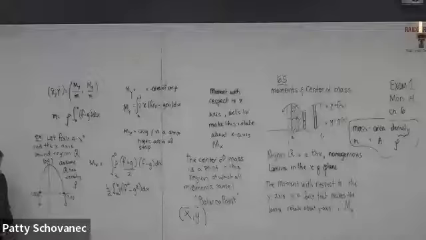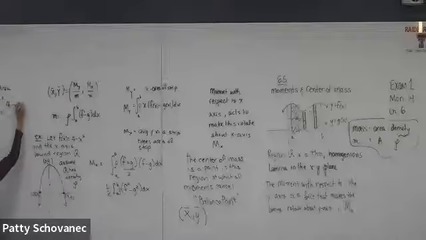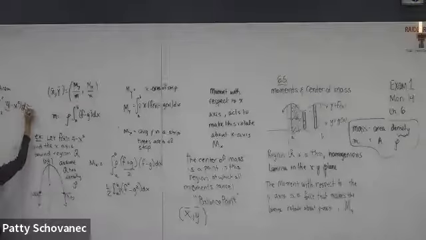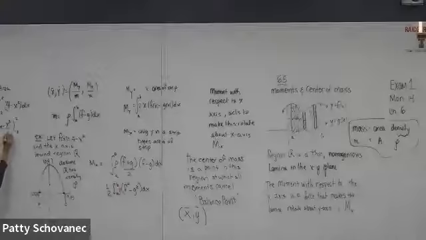Well, let's go ahead and calculate it. First, let's find the mass of this region. The mass is just the density times the area. So I'm going to find the density times the integral from -2 to 2 of 4 minus x squared. Get our density times 4x minus x cubed over 3 from -2 to 2.